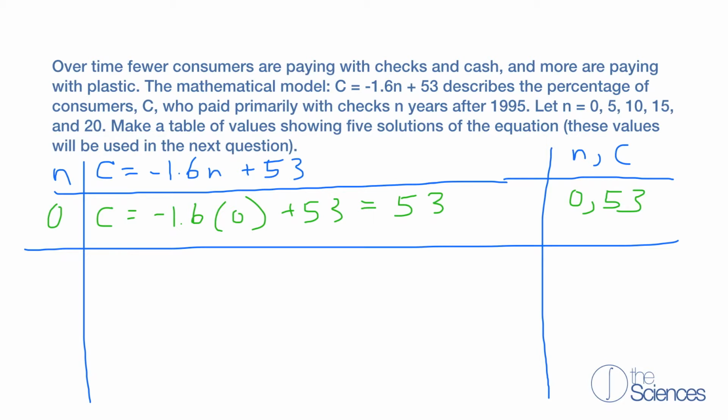So now we're going to determine when n is 5. So here we have c equals negative 1.6 times n, or 5, plus 53. So negative 1.6 times 5 is negative 8, plus 53 is 45. So here we have a point of 5, 45.